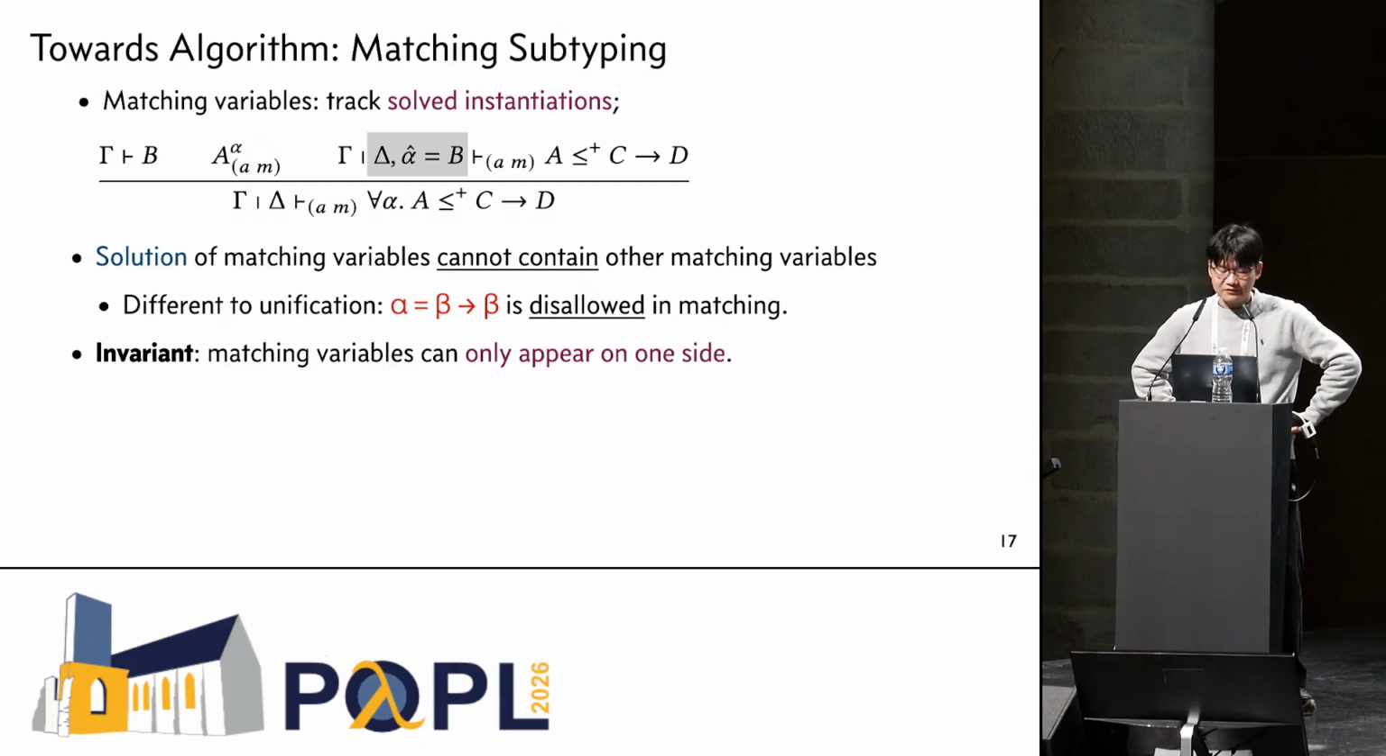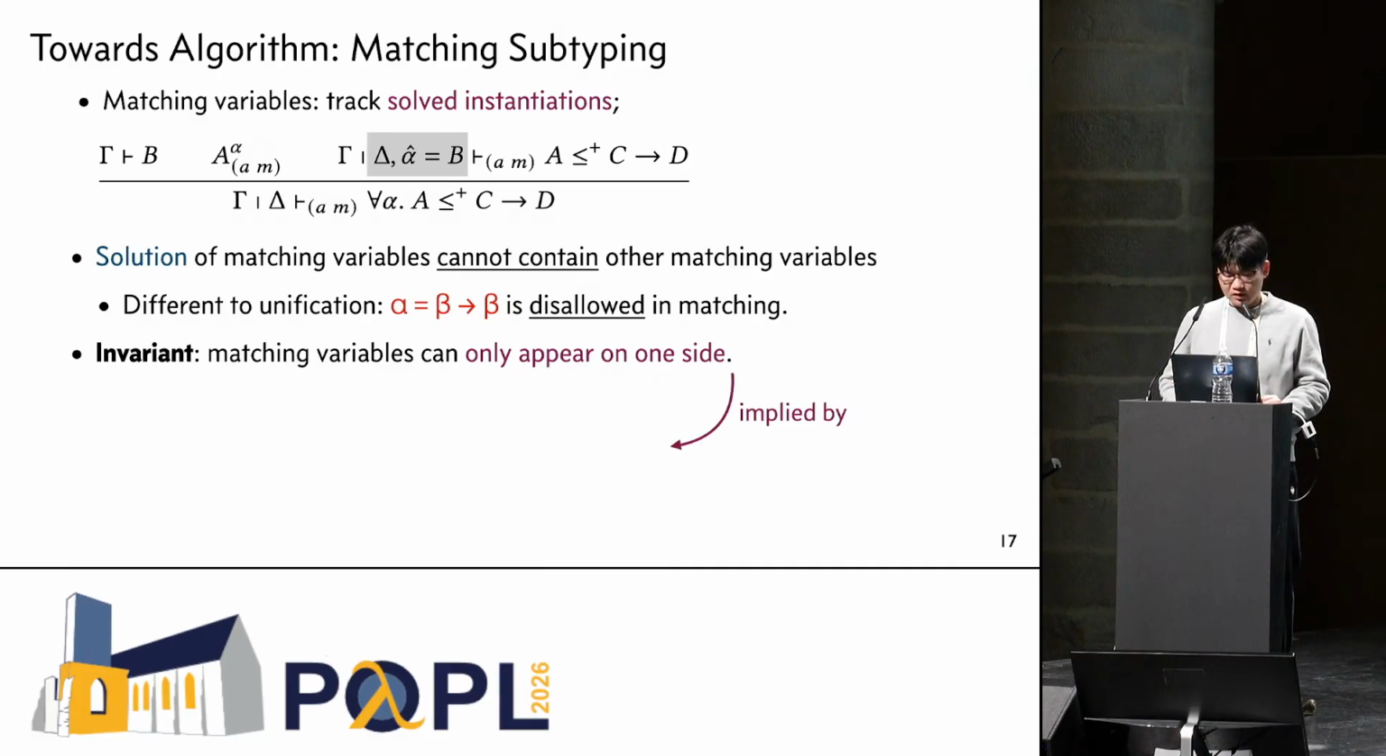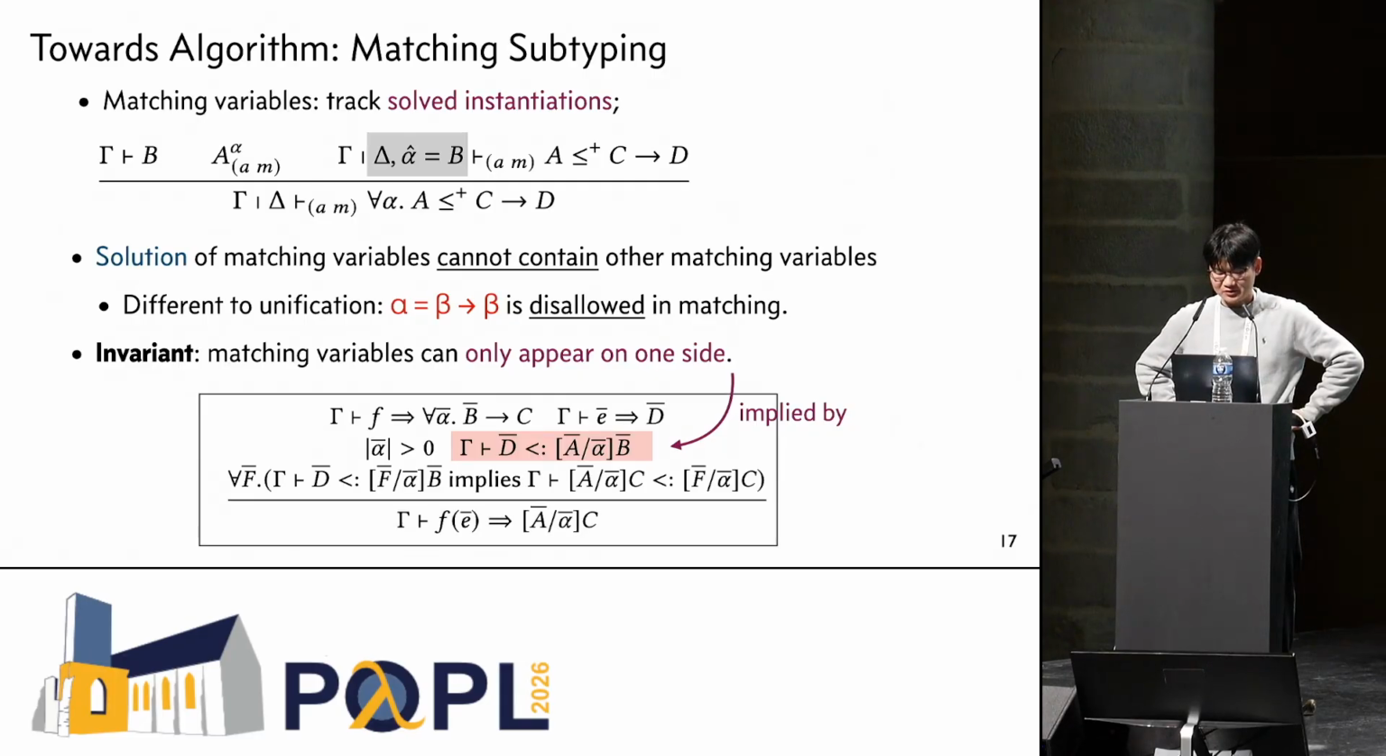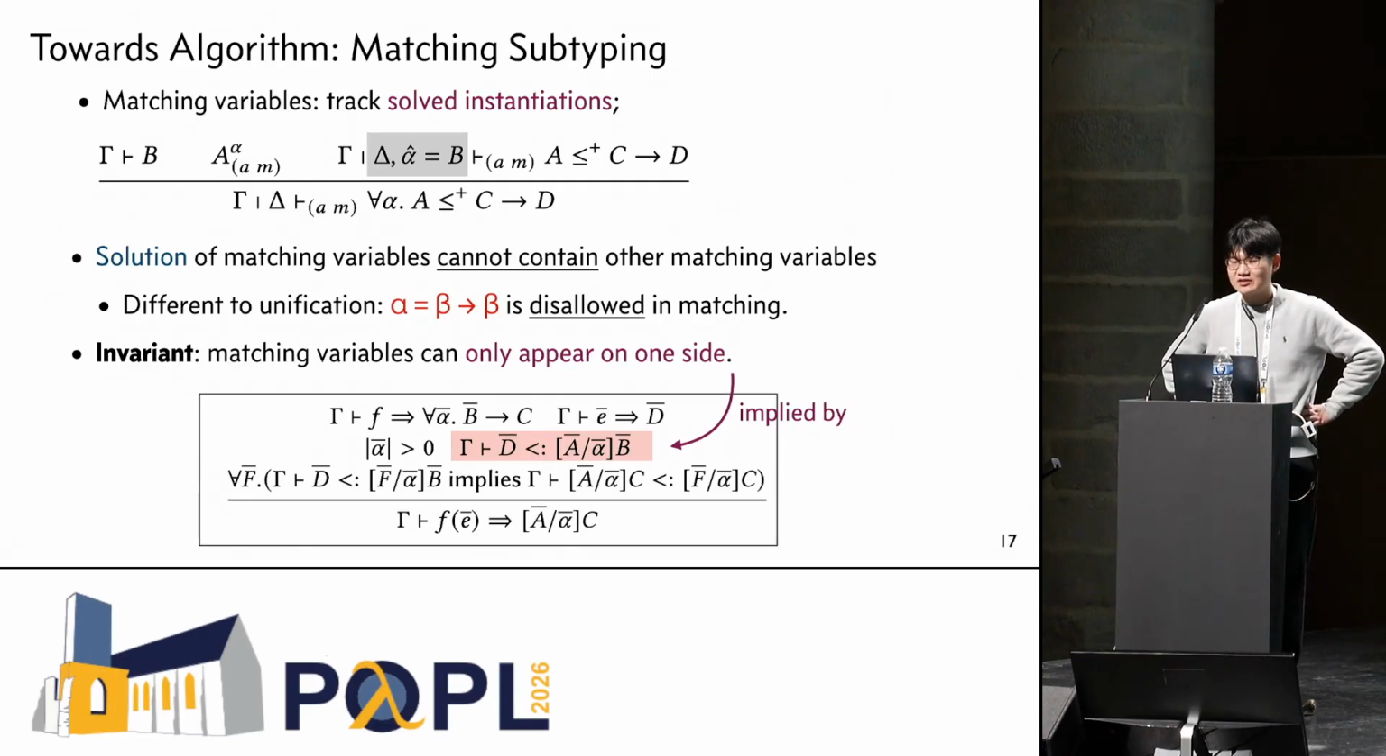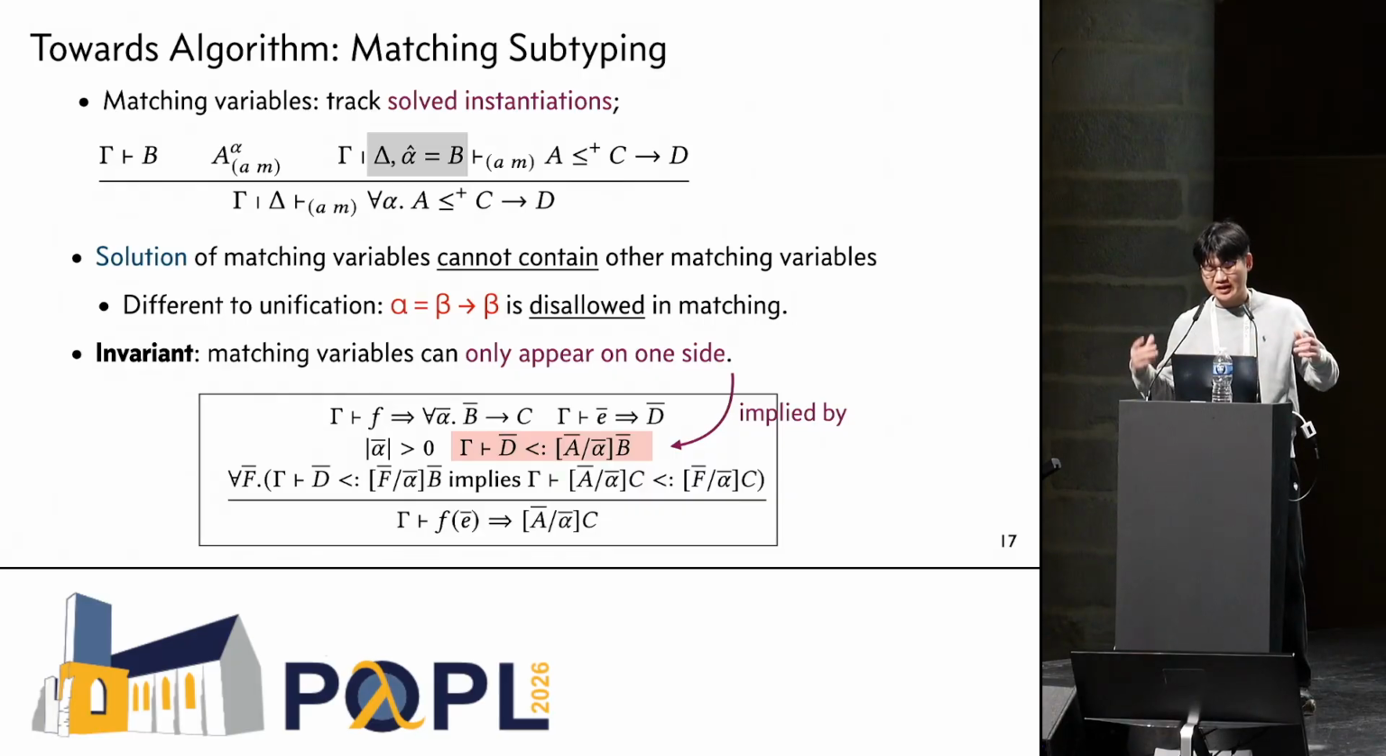And we can have a very strong invariant, that is, matching variables can only appear on one side of subtyping. Not surprisingly, this is also implied by the original local type inference work. You can spot this premise. It gets a list of solutions, which is A overline, and it only performs substitution on one side, which is essentially the same as our invariant.